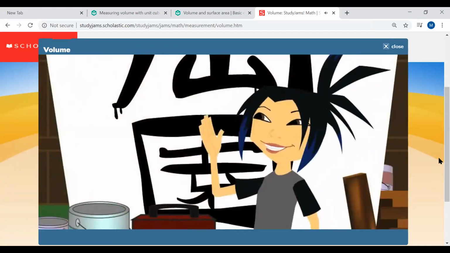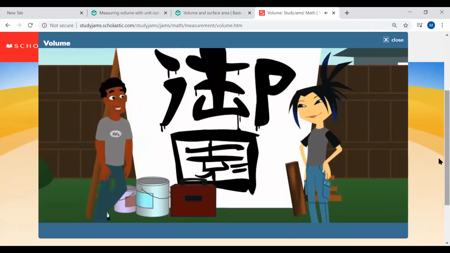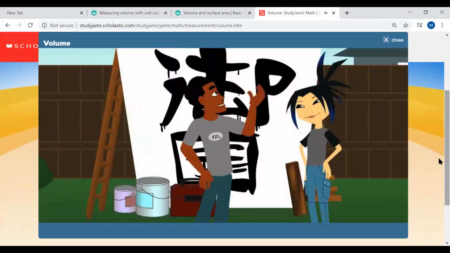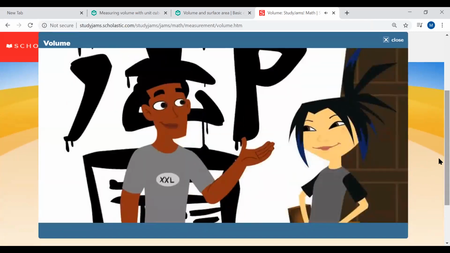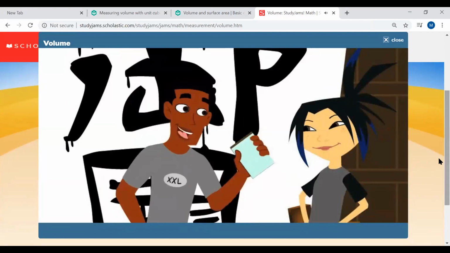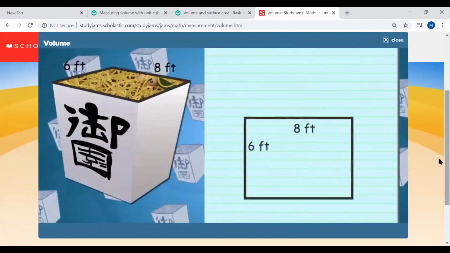RJ, what is that? A chow mein container. Me and my soccer buddies made it. We're trying to break the world record for the biggest box of chow mein. How are you going to get enough chow mein to fill it? Good question. Since it's my job to figure out how much we need, I know the container's 8 feet long and 6 feet wide, so I figured out that the area's 48 square feet.